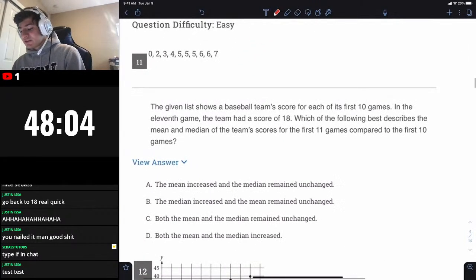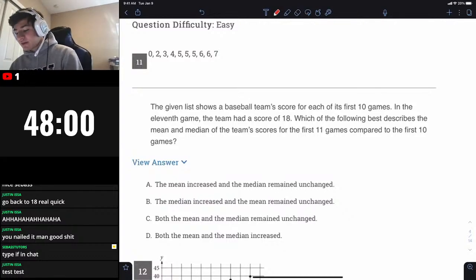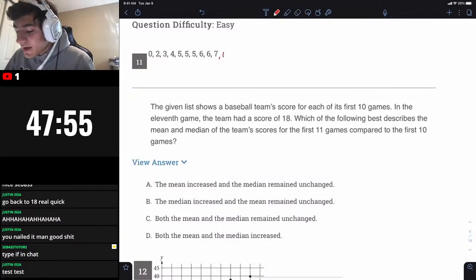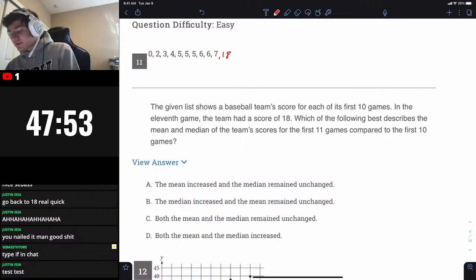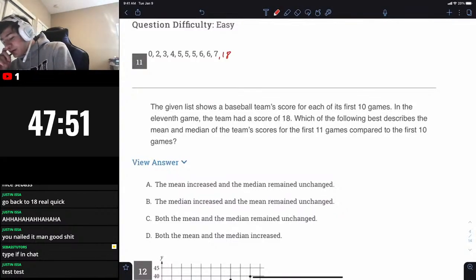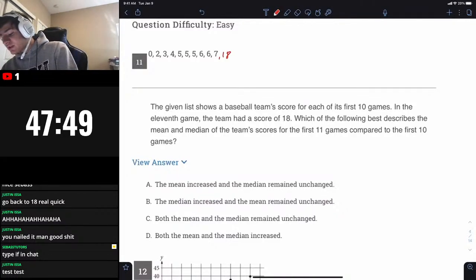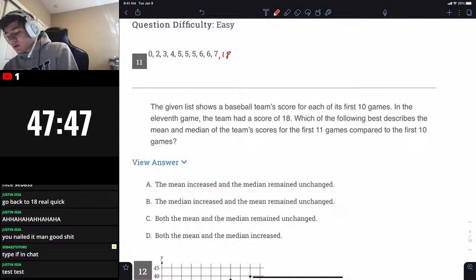Alright, the given list shows a baseball team's score for each of the first 10 games. In the 11th game, the team had a score of 18. Okay, so I'm going to add 18 just in case. Which of the following describes the mean and median of the team's score for the first 11 games compared to the first 10 games? Okay, so the median will remain unchanged, right?